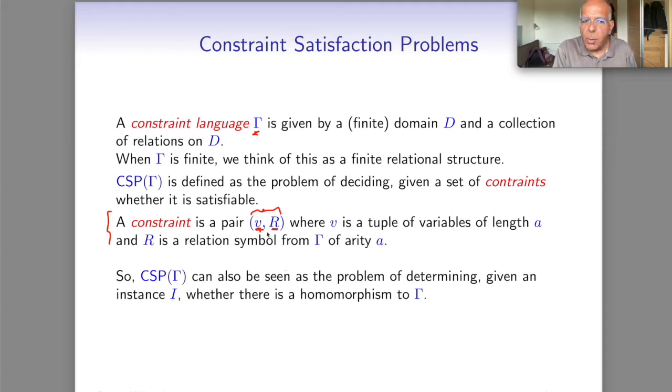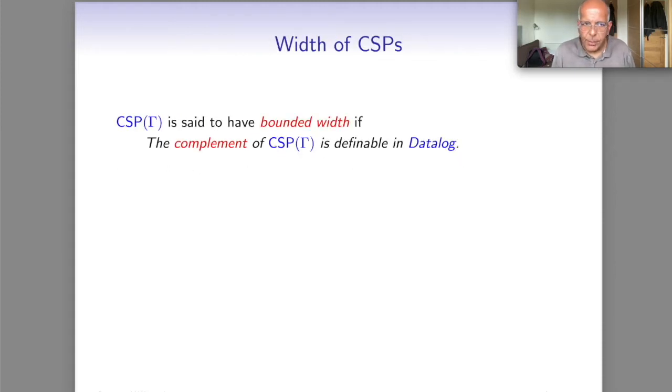And then solving this constraint satisfaction problem means finding an instantiation for all the variables in this domain so that the value of this tuple of variables is in this relation, which really is the same thing as saying, if we think of this as itself a relational structure, we're looking for a homomorphism from our instance I to the fixed structure Γ, right? We think of Γ as a finite relational structure. Okay.